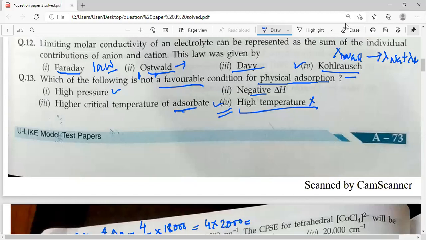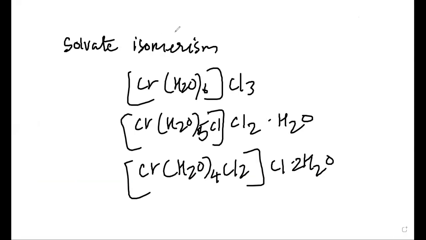Number one, high pressure. Number two, negative enthalpy of reaction. And number three, higher critical temperature of adsorbate. So I hope, my dear students, now you understand. Suppose someone asks you to write the three conditions favorable for physisorption. Can you tell me what these three conditions are?